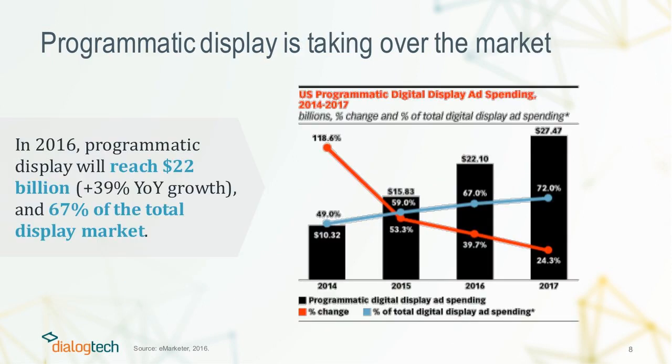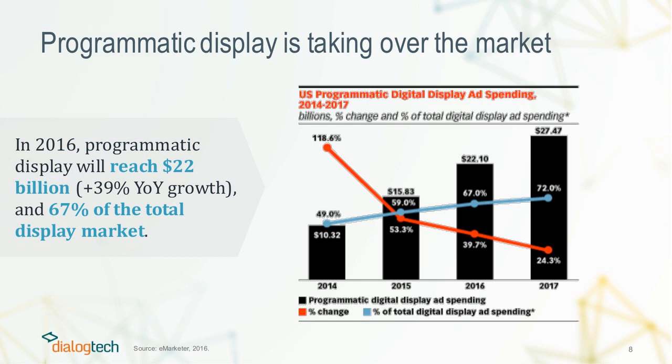Another factor in the growth in display spend is actually programmatic. This is not necessarily a new technology. It's been around for a little while, but it is taking over the display market in a much bigger way. This year, programmatic display will reach $22 billion spent on it, and that's up 39% from last year. And it now represents 67% of the total display market.